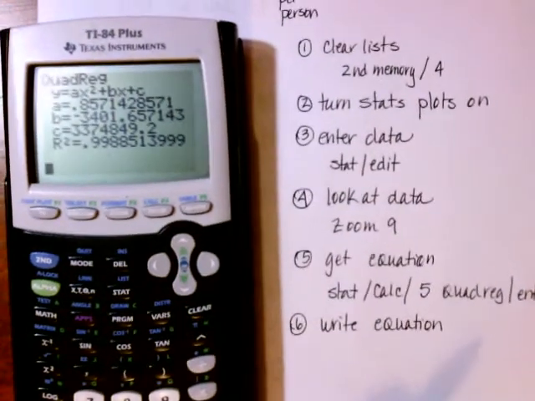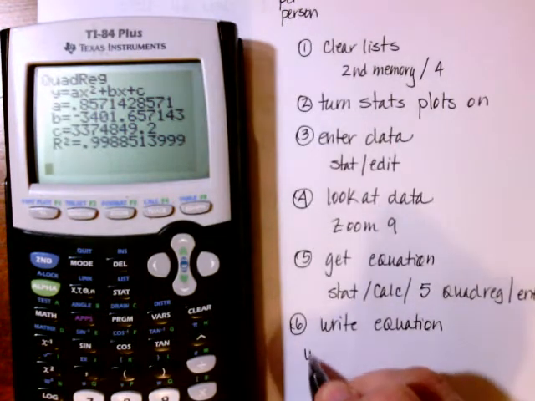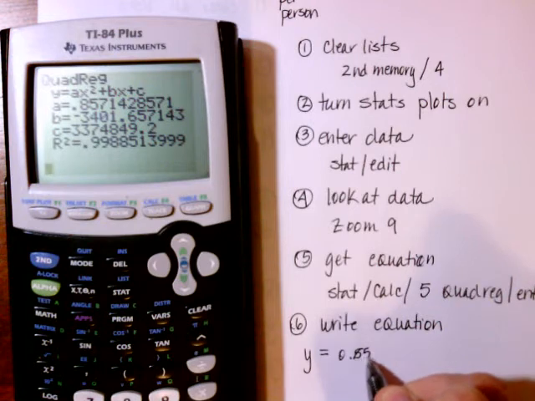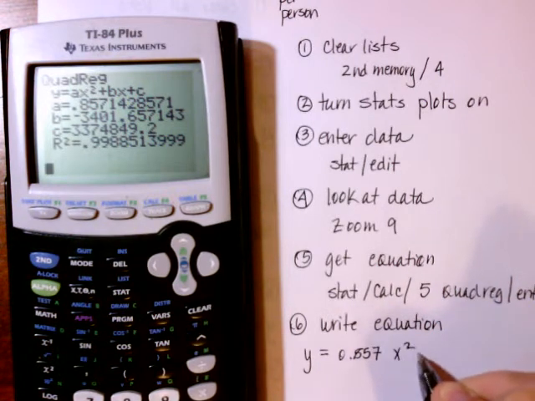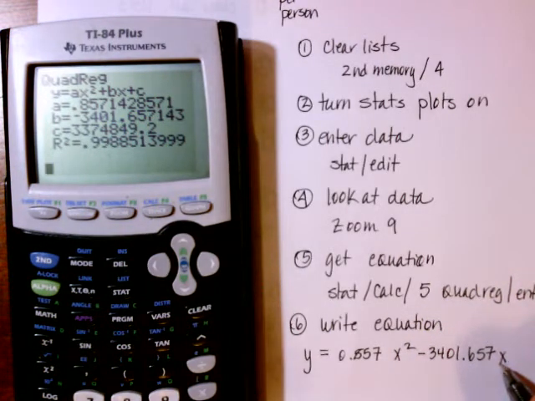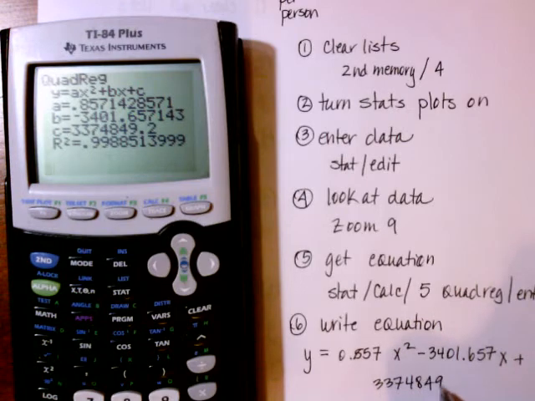So if we write down our equation, it's going to be y is equal to 0.8857 x squared minus 3401.657 x, and then plus, wow, that's a big number, 3374849.2. Alrighty. So that's going to be my model.